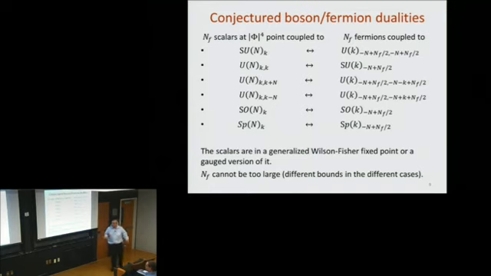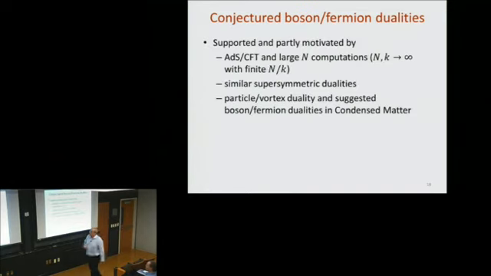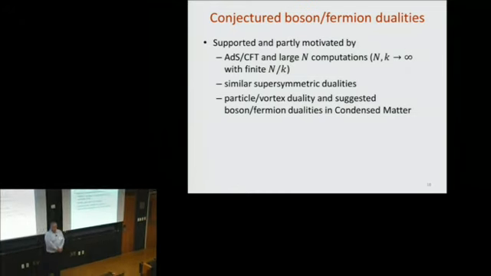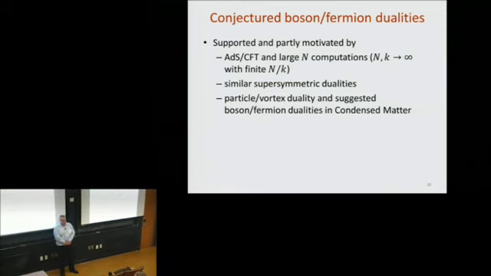So why do we believe any of this? That has been supported and partly motivated by these three different routes that I mentioned, three really independent lines of investigation with different cultures using totally different methods. The first is AdS/CFT and large N. Take any of these dualities, take N to infinity and K to infinity with finite ratio. If you do that, the theory becomes calculable.